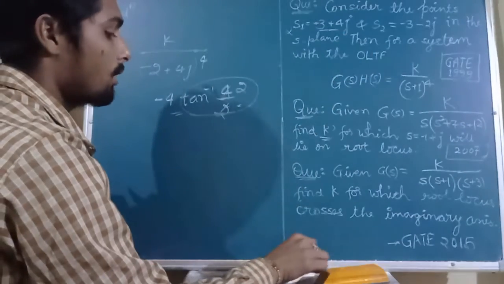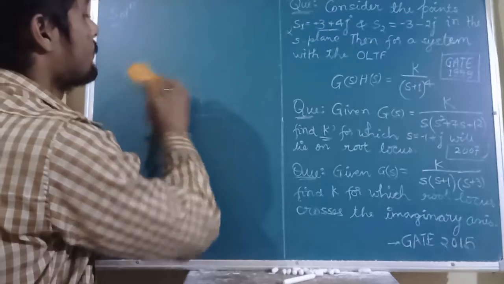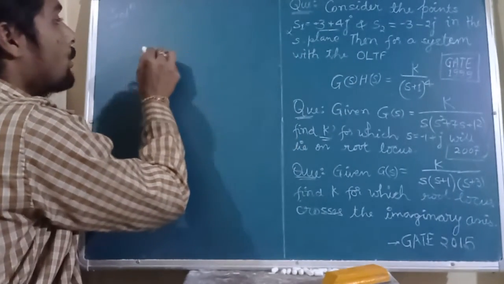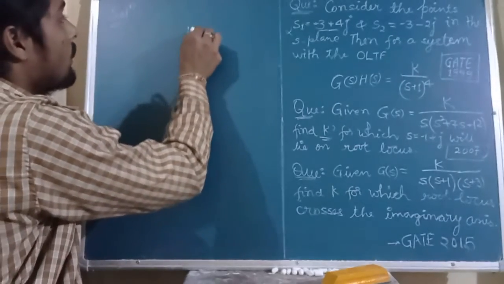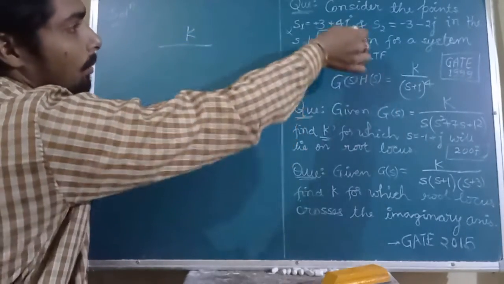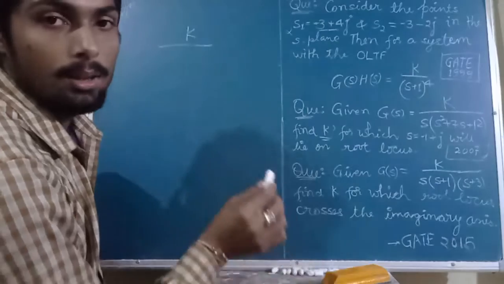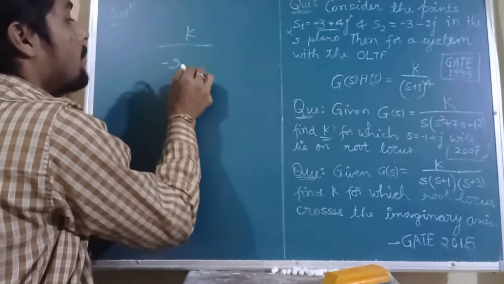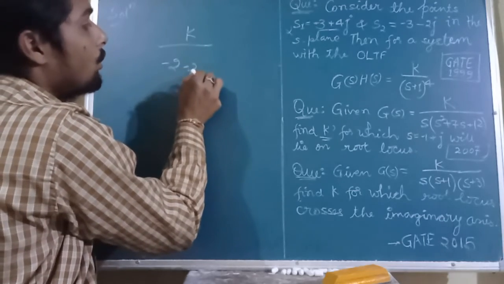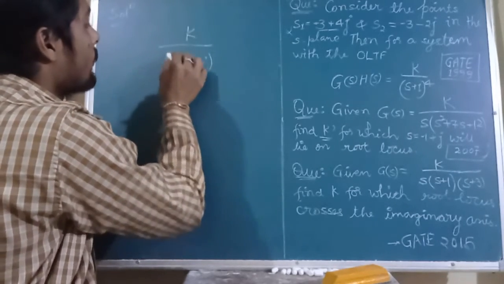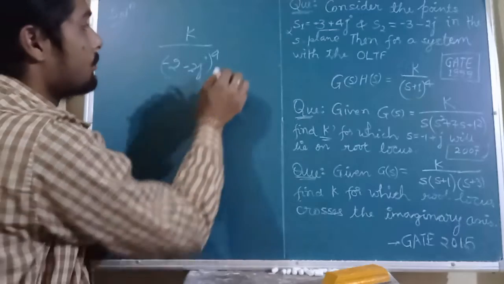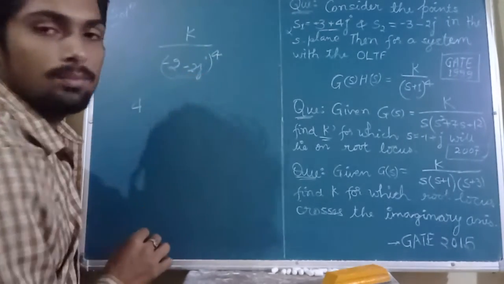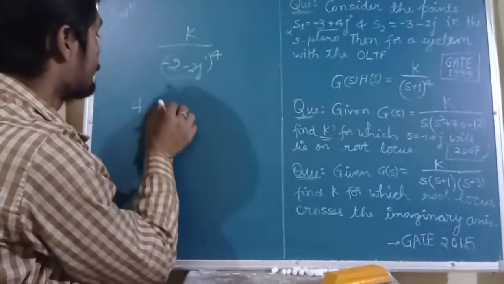Now coming to the second point. Second point, put in the root locus k upon, put S equal to -3 plus -2j. -3 plus 1, we will get -2 and -2j, right? Power 4. Now 4 times angle of this. What will be its angle?